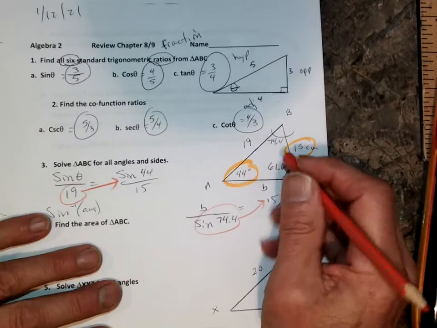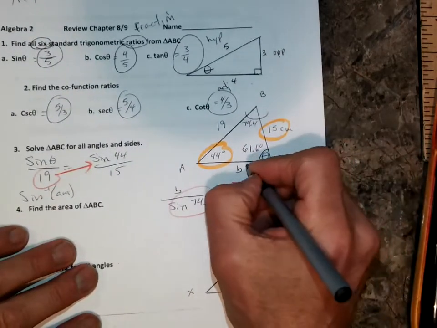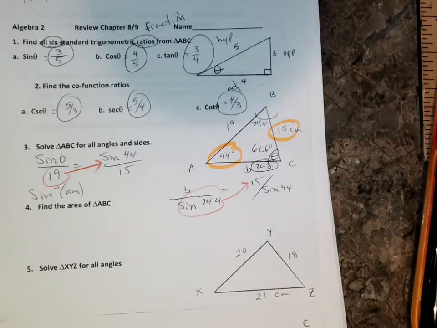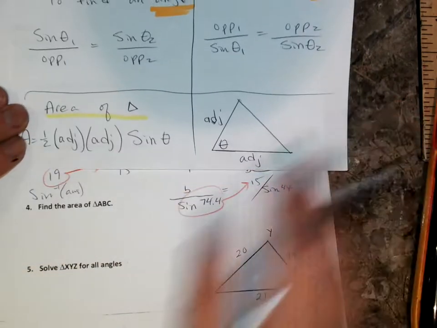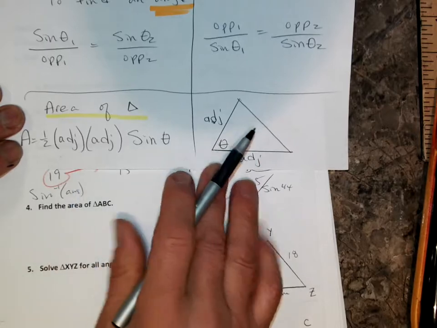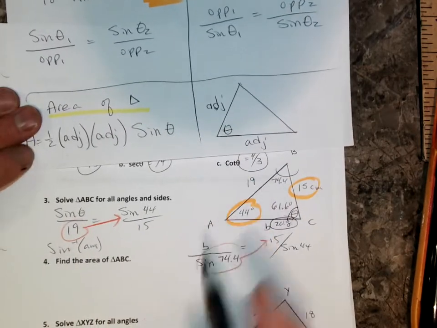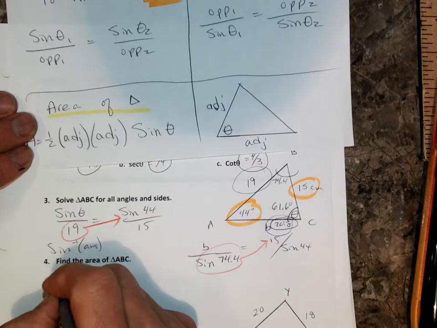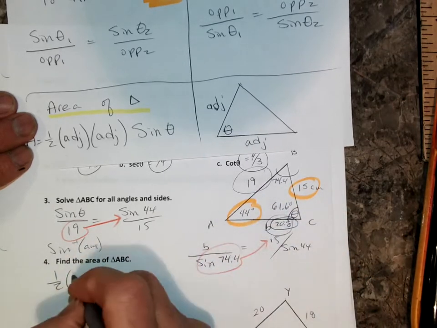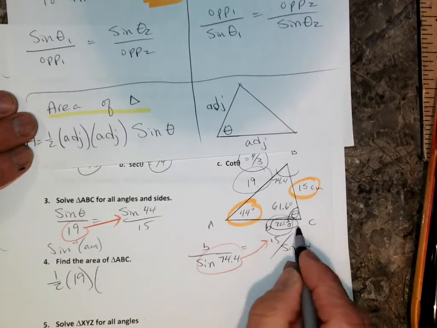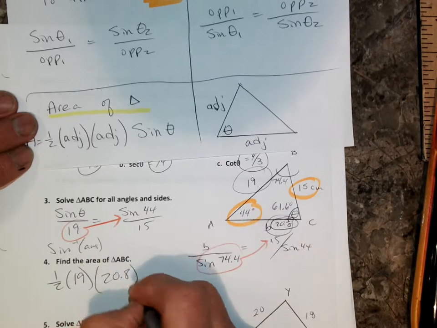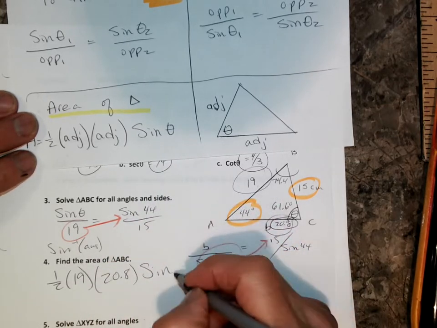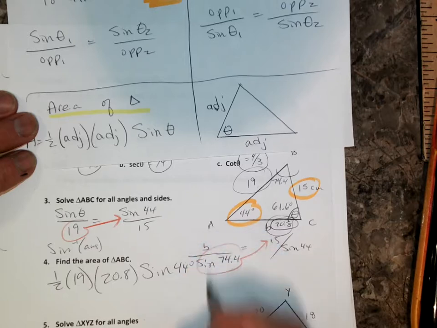So now, the area. Find the area. I have a formula for area. Area formula is 1/2 adjacent times adjacent times the sine of the angle. So let me slide this down. So this is my angle. There's my adjacent. There's my other adjacent. So I can go 1/2 my adjacent, which is 19, times my other adjacent, which is 20.8, times the sine, because that's the formula, of theta, which is 44 degrees. And I'll let you guys figure out what that is.